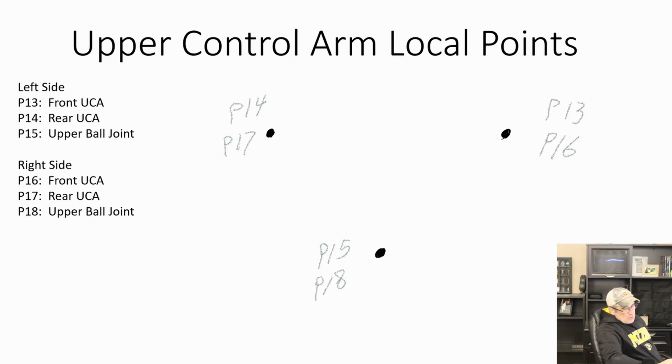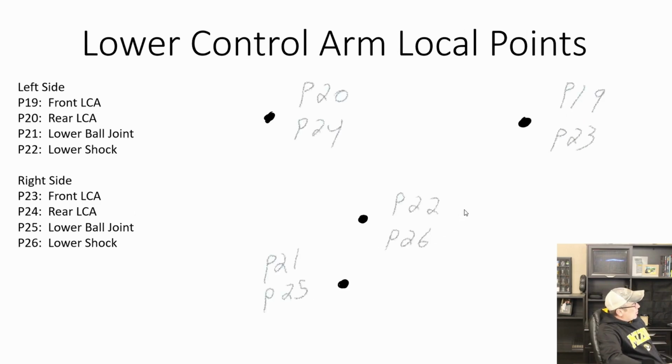And then for the upper control arm, we need to measure 3 points: the front mount, the rear mount, and the upper ball joint. And again, each one of these points needs a measurement point in that local coordinate system. You're going to have a point definition for the front mount, the rear mount, and the ball joint, and then conversely for the left and the right side. And then again, with the lower control arm, the same thing. You've got the front mount, the rear mount, the lower ball joint, and then the lower shock. And again, all of these points are going to be in that local coordinate system.